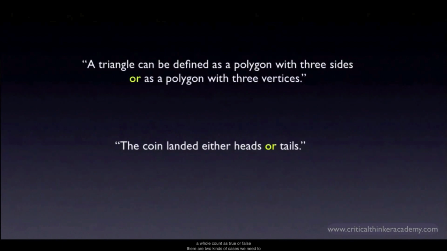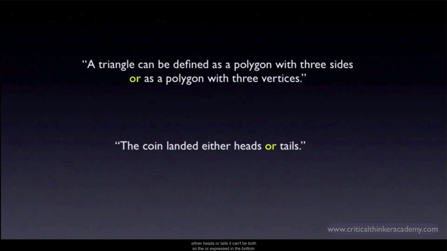We're interested in when a disjunction as a whole counts as true or false. There are two kinds of cases we need to distinguish. Both the sentences on screen express disjunctions. You can represent these as claims of the form A or B. There's a difference between the sentence on top and the sentence on the bottom. With the sentence on top, both disjuncts can be true at the same time. They're not mutually exclusive. You can define a triangle as a polygon with three sides or as a polygon with three vertices, but both are equally good definitions. With the sentence on the bottom, it's different. A coin toss is either heads or tails.